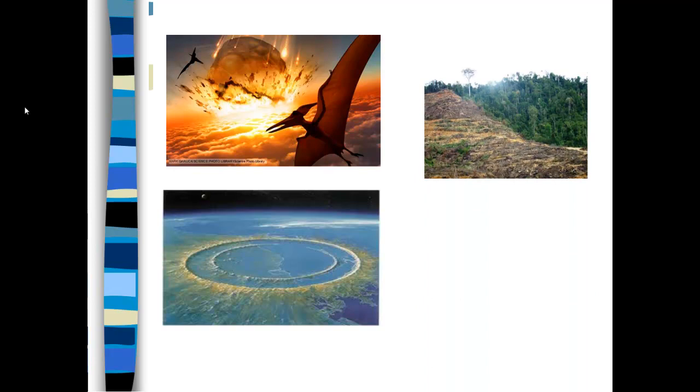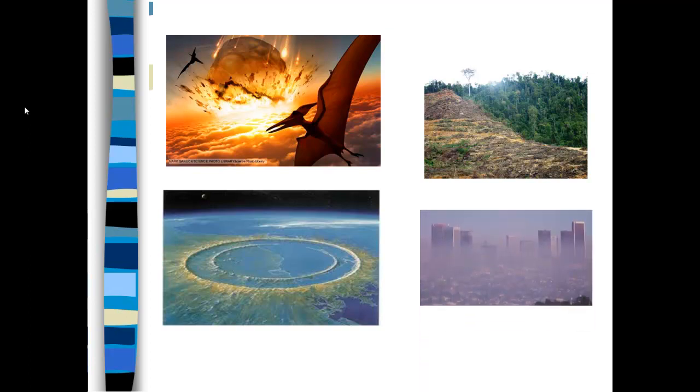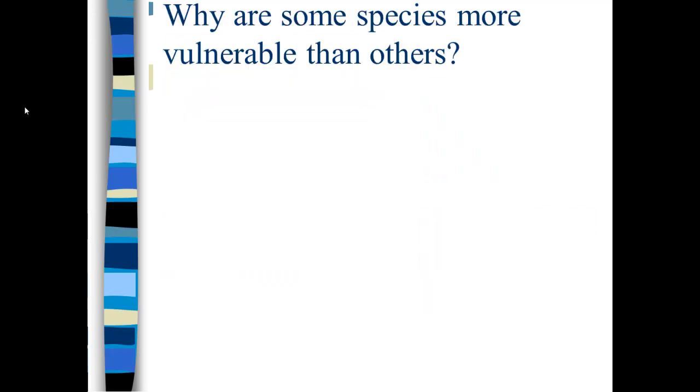Okay, another thing that happens that leads to extinction is deforestation. This is the rainforest in the Amazon, and as it's deforested, an estimated 25 species go extinct for every certain amount of acres that are deforested. And then obviously pollution. Pollution is a change in environmental condition, and that change in environmental condition may be too harsh for some species to survive. Okay.